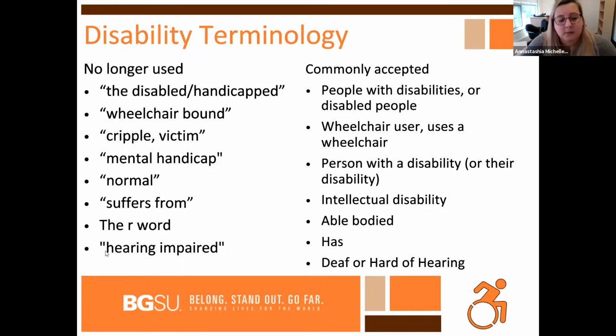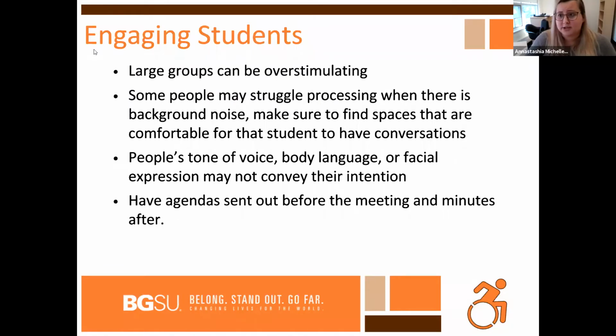And then another important one is hearing impaired, and the deaf community, so that's another disability first kind of thing, prefers deaf or hard of hearing. So a person is hard of hearing, they may be a deaf person, but especially make sure to capitalize those letters. So how do we engage students? That's why you're here. You want to make your org better and engage these students.